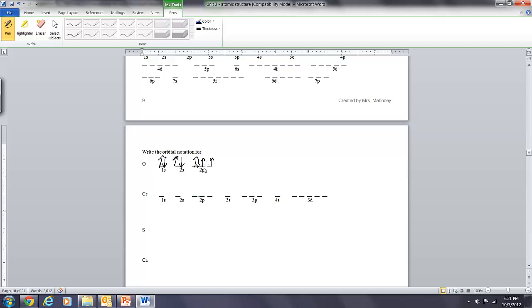And this is showing you that it needs 1, 2 more to be full. That's why oxygen forms at -2.